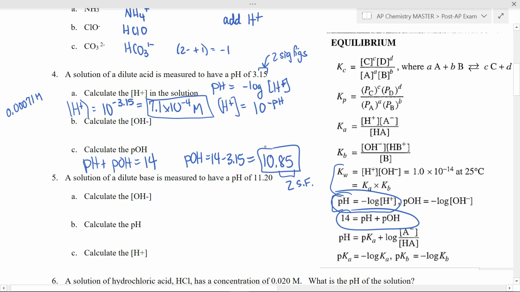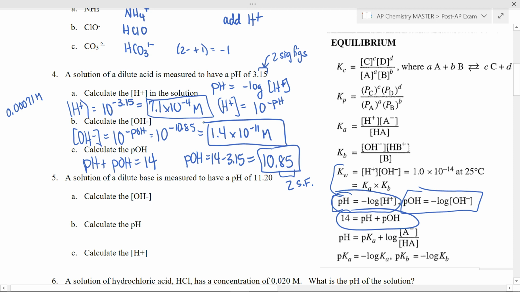And then I'm going to go up here and calculate the OH. The relationship between OH and pOH is the same as the relationship between H and pH. So if I want to find the hydroxide concentration, I can go 10 to the minus pOH. That would be 10 to the minus 10.85. I'm going to plug that in my calculator. That would give me 1.4 times 10 to the -11 molar.